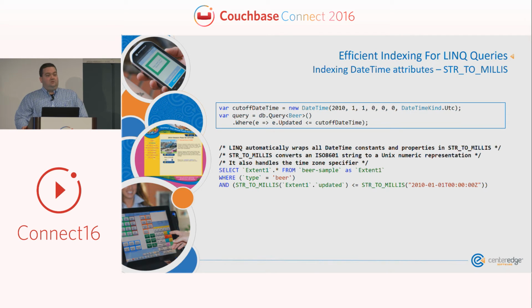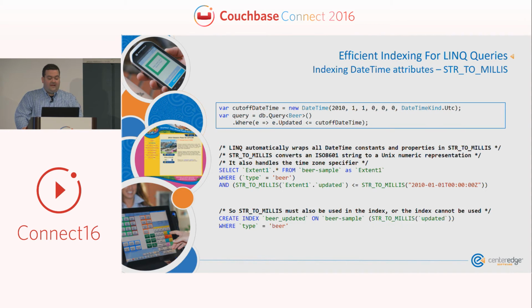If we just tried to do string-based comparisons, it would work correctly as long as they both had the same time zone. But as soon as they're in two different time zones, you're going to get unpredictable results. So just to make sure that we don't have that problem, LINQ always sends through a conversion to STR_TO_MILLIS.